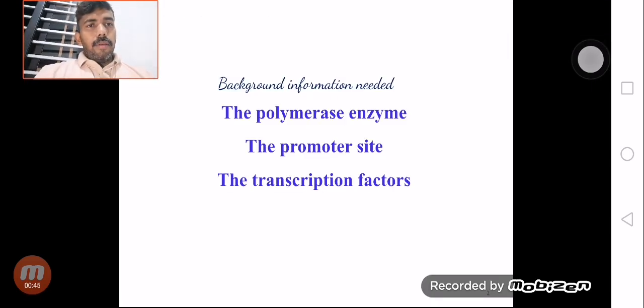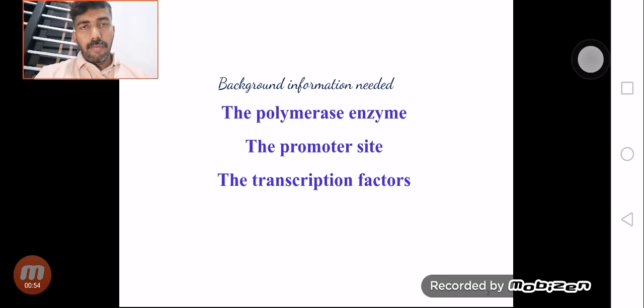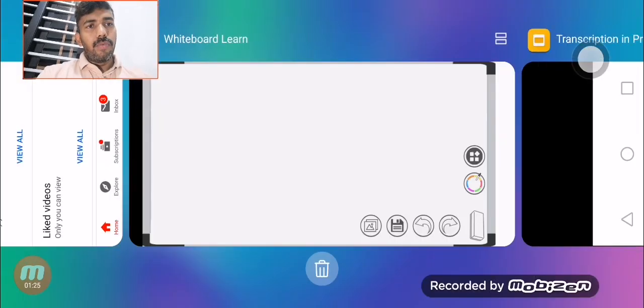So these are the three important elements we need to know before moving into the discussion. The polymerase enzyme is the major enzyme involved in the synthesis of the RNA molecule. The promoter site is the region demarcated in the gene for recognition by the polymerase enzyme, and the transcription factors are the proteins which help or support the interaction of the polymerase enzyme precisely to the promoter site. So these are the three most important elements which we need to understand.